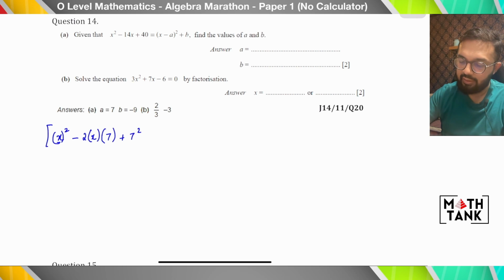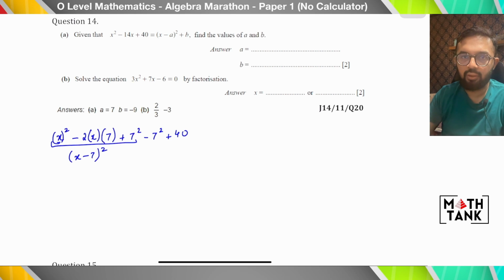So I know that these terms together will be going inside a bracket. Okay, but since I added the 7 squared myself, what should I do? I should add a minus 7 squared as well and write plus 40. So I've written all the terms down. Now I know that these three bracket terms will close down into a bracket that says x minus 7 whole squared, and minus 49 plus 40. That gives me x minus 7 whole squared minus 9.